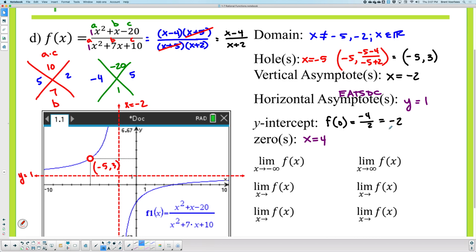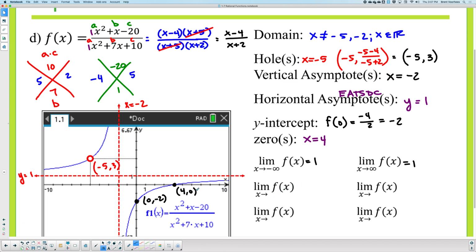We had a y-intercept at negative 2. Perfect, right there. 0, negative 2. And we also had a 0 at 4, right there. 4, comma, 0. And so if we fill out our information, what happens to the graph as we approach to the left? As the graph goes left, it appears to flatten out to this horizontal asymptote at 1. As we go to the right, again, it's approaching this horizontal asymptote at 1.